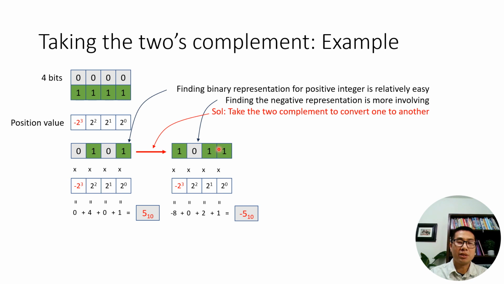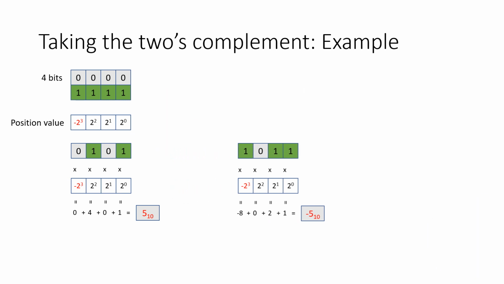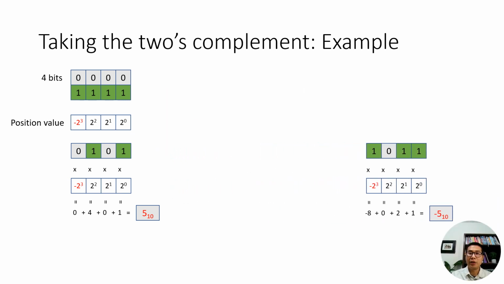So the question is, can we convert from this bit sequence to that bit sequence? And the algorithm that we learn is the two's complement algorithm. It's going to help us to do that. So how does it work over here? Let's say, for step number 1, we just flip the bits. If you see 1, you bring 0. If you see 0, you bring 1.